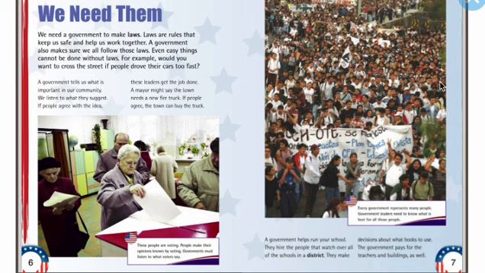So why do we need them? So we need government to make laws. Laws are rules that help to keep us safe and help us to work together. A government also makes sure that we have to follow these laws. Even easy things cannot be done without these laws. For example, would you want to cross the street if people drove their cars too fast? Well, probably not. So a government tells us what's important in our community, and we listen to what they suggest.